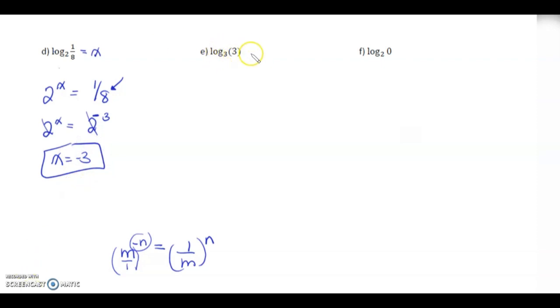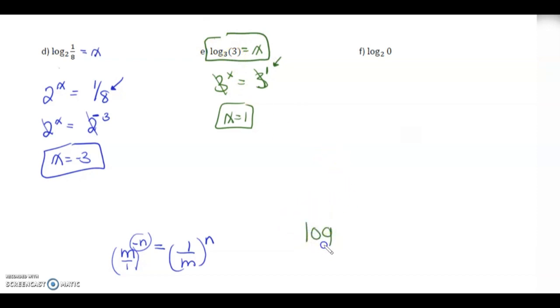Okay, log base 3 of 3 equals x. So in this case, 3 to the x equals 3. Well, this is kind of already done for us. We have the same bases. Please don't put a 0 here. This is 1. 3 is also considered 3 to the 1, so x equals 1. And by the way, this is going to come back in a future unit. We're going to have log base m of m. This is just going to cancel to 1. However, this is the reasoning.